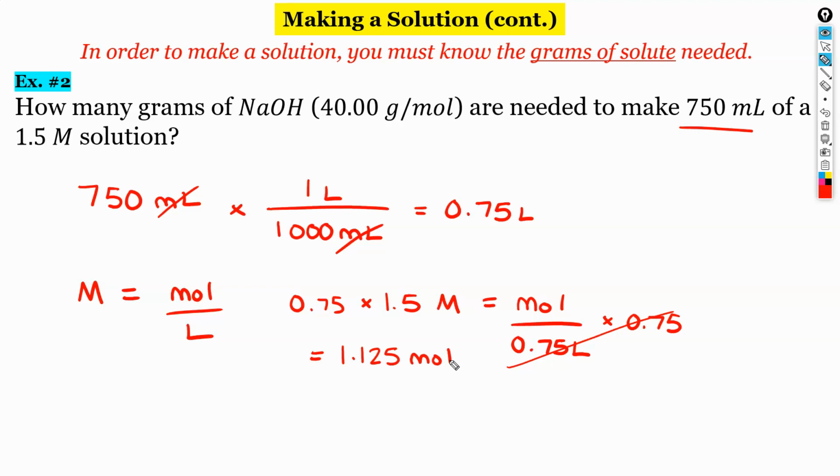The question's asking us for grams, so let's take the moles and let's convert it to grams. So for every 1 mole, we have a molar mass of 40 grams. So multiply straight through, and we get an answer of 45 grams.